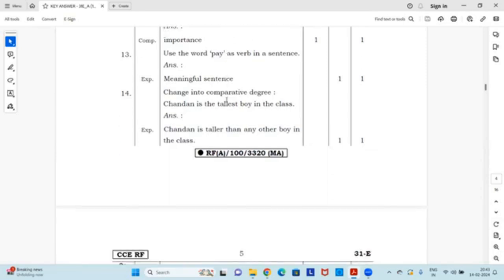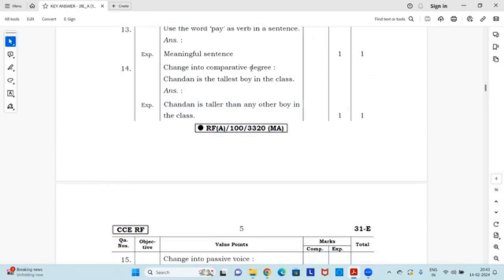Next, use the word pay as a verb in a sentence. So for a meaningful sentence, you have to just use it as it is playing the role of a verb. A verb is an action word. Okay, so you can make any meaningful sentence of your own, but pay should have the meaning of a verb, a role of a verb in a sentence. Okay, an action word.